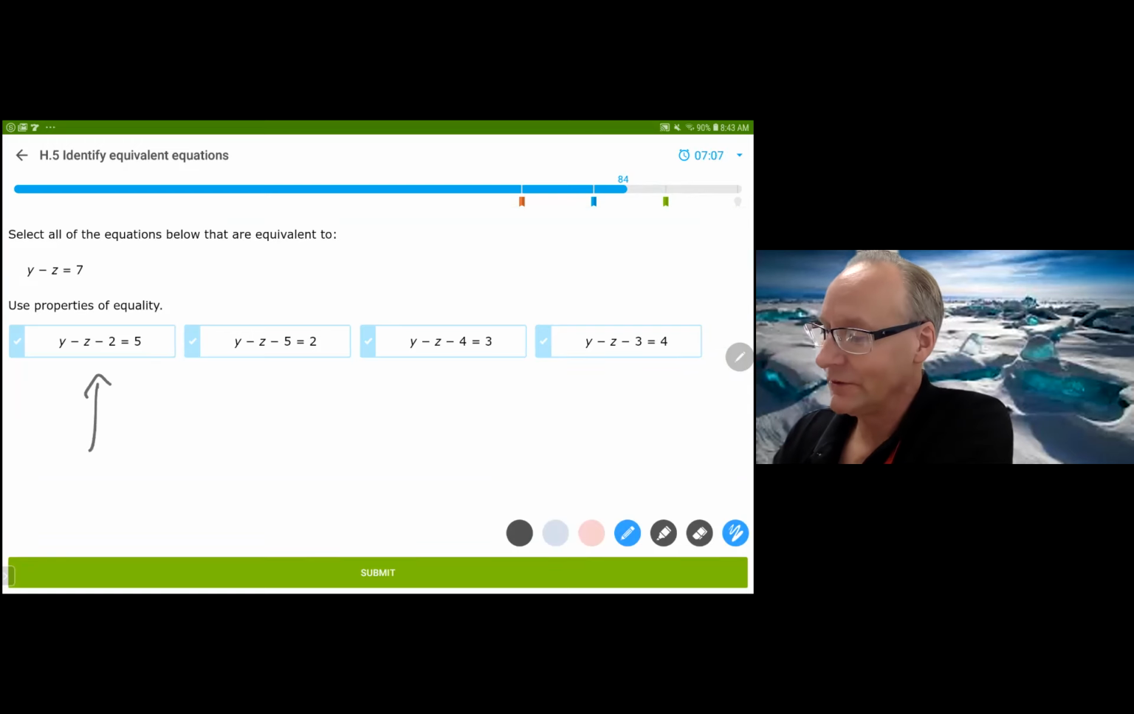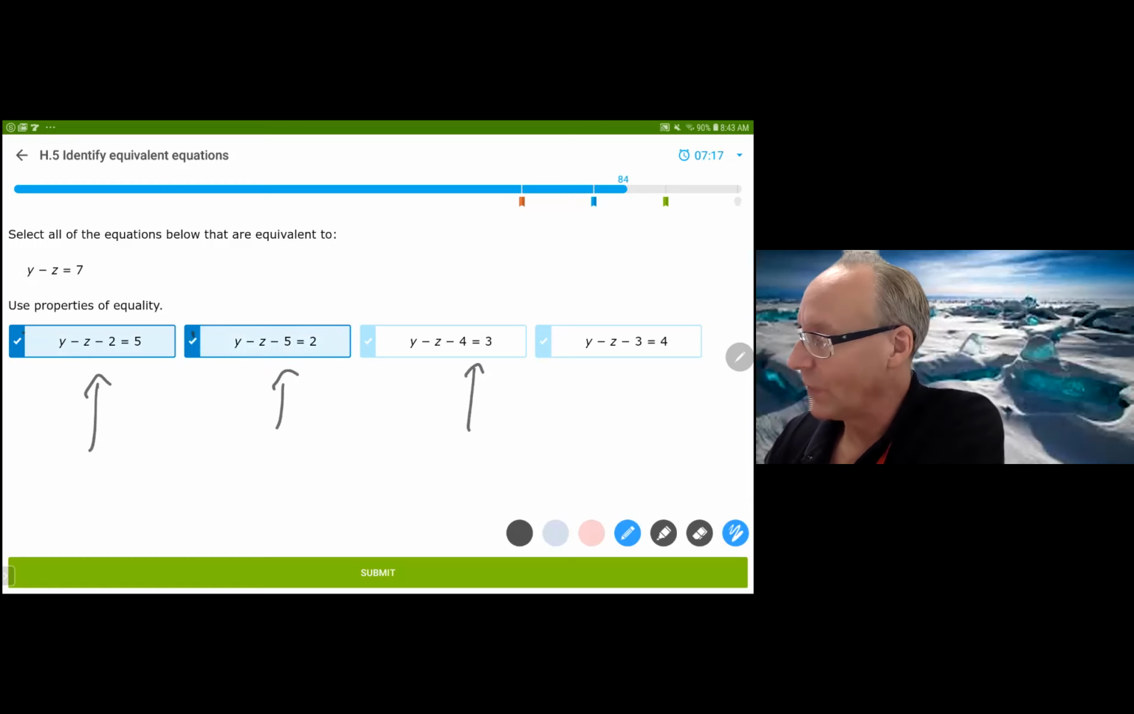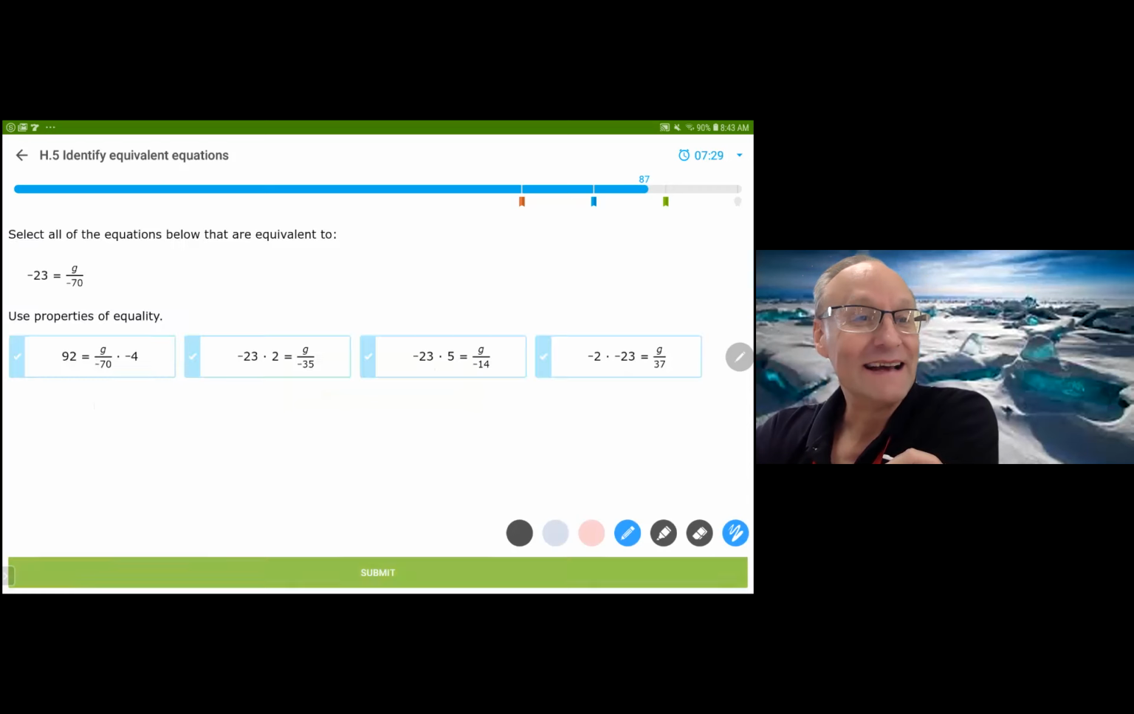We subtracted 2 from both sides. I'm gonna double check my work. I subtracted 5 from both sides. Yep. I subtracted 4 from both sides. Yep. And I subtracted 3 from both sides. It's looking good to me. Hopefully I won't mess it up again. Oh, I hate it when you do that.